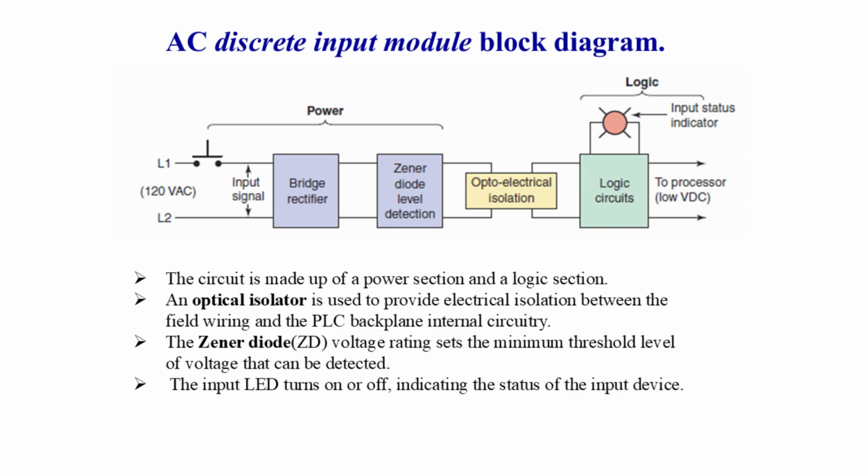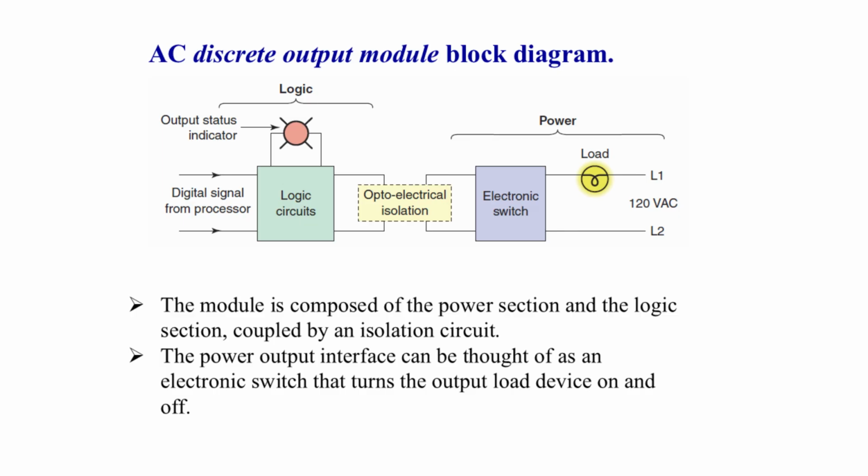A discrete AC output module takes a digital signal from the PLC processor and uses it to control an external device like a lamp or motor starter. The signal first goes through logic circuits, which determine whether the output should be on or off. It then passes through an optical isolator, which protects the low-voltage PLC from the high-voltage AC load side.